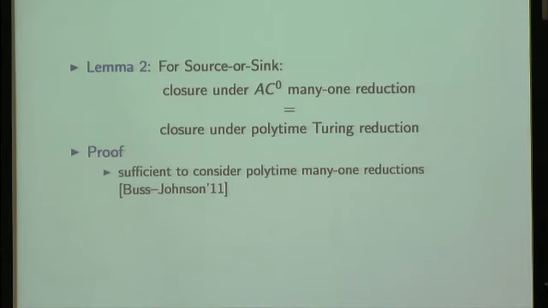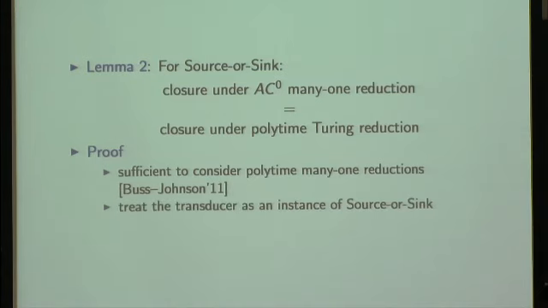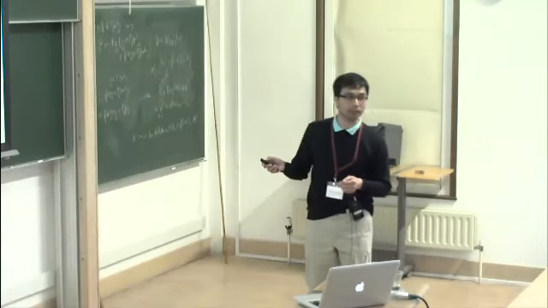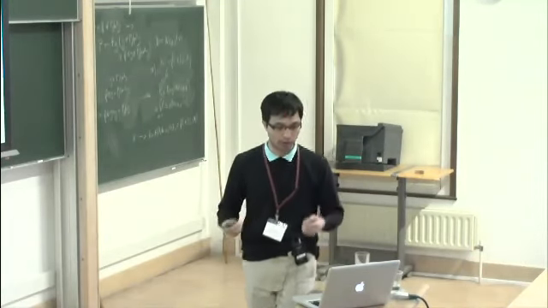Bass and Johnson proved that for this problem, many-one polytime reduction is the same as Turing polytime reduction. So to prove this equivalence, it suffices to prove it for polytime many-one reduction. And again, to prove that many-one AC0 reduction is the same as many-one polytime reduction, what we do is, again, we treat this polytime transducer as an instance of source oscilling, and then we combine the two instances together.